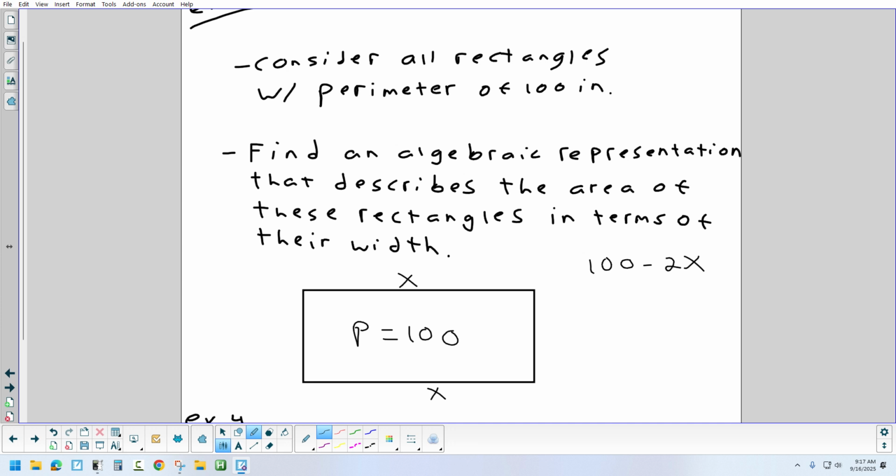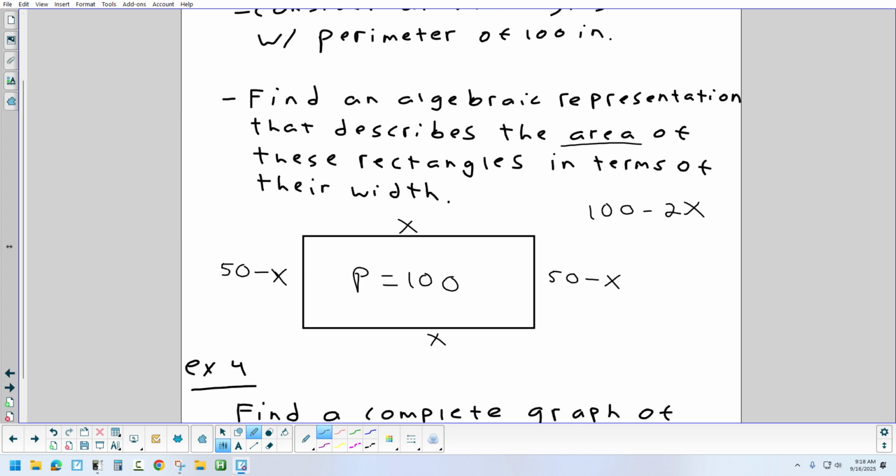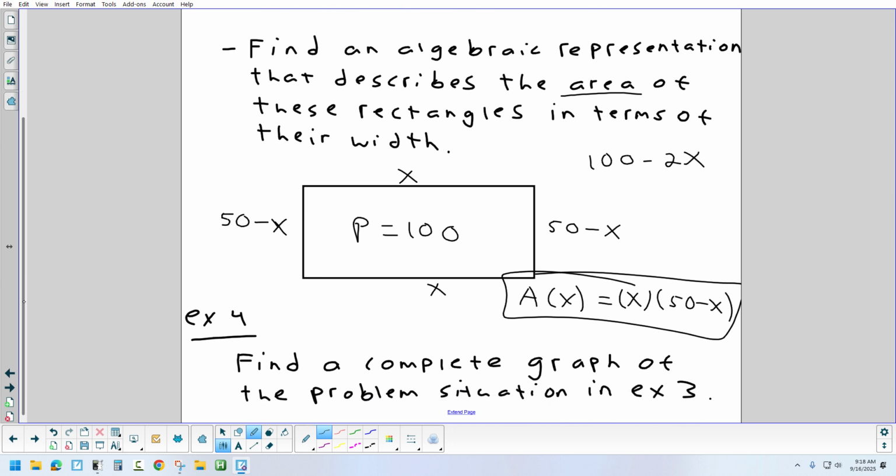Which means the right side. What's the formula going to be for the right side? Yeah? 50 minus x. Yep. And the left side? 50 minus x. Same thing. Now you've got your diagram. You're ready to describe the area of that rectangle. What's the area as a function of the length, which we are calling x? Yeah. x times, in parentheses, 50 minus x. So we got x times 50 minus x. There you go. So there's a formula for the area.